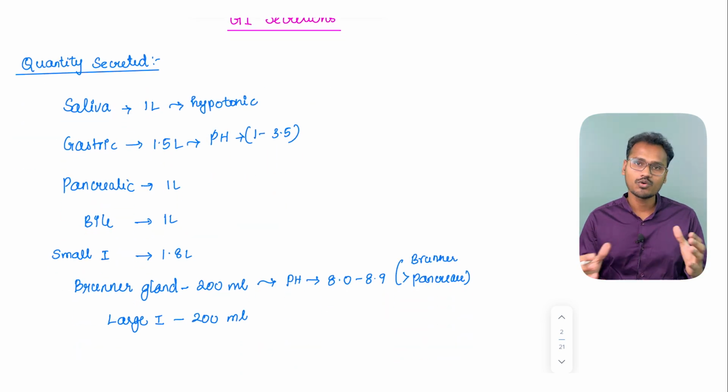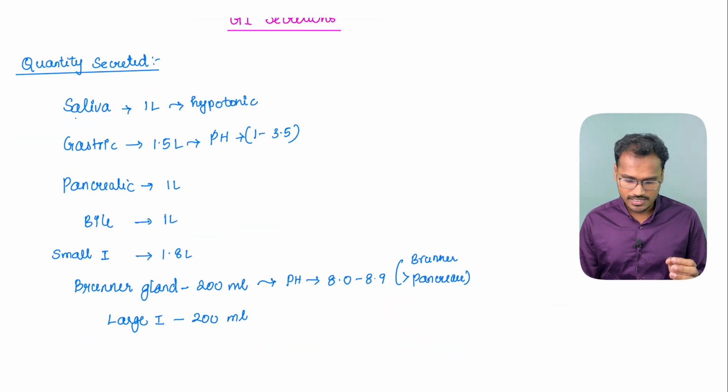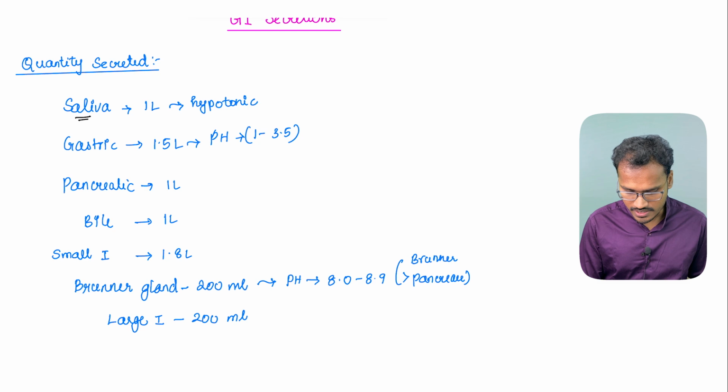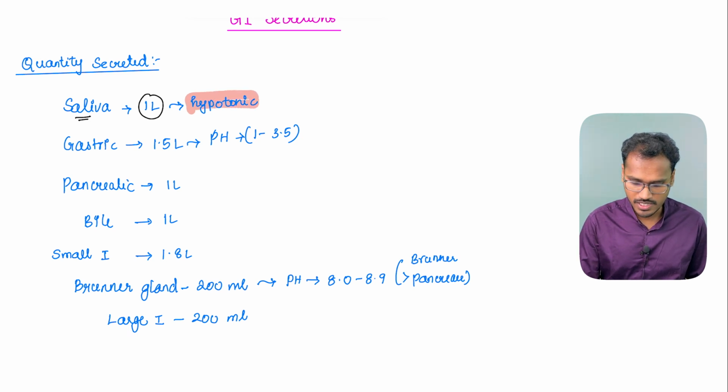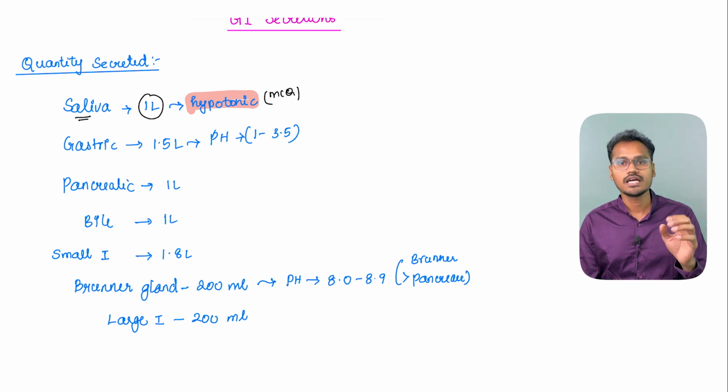So first, an overview of all the secretions. The saliva that is secreted is around 1 to 1.5 liters per day, and saliva is the only secretion which is always hypotonic. Please remember, this can be asked in a multiple choice question also. It is the only secretion which is always hypotonic.